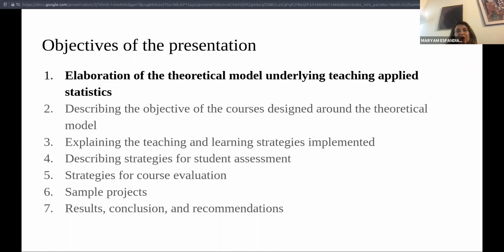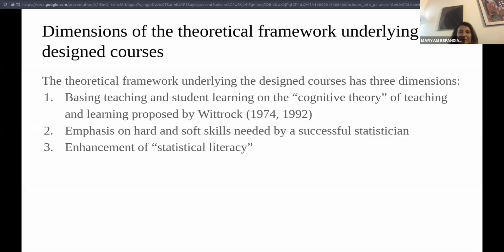First, I'm going to be talking about the theoretical model which underlies the teaching of the courses we are going to describe. Next slide, please. This theoretical framework is based on the work of Merlin Wittrock. He's a very well-known cognitive scientist and was a professor at the School of Education. I did work with him on a couple of projects, and he also came as a guest speaker for Stat Education when we started the 370 seminar. So the learning part is based on his theory. The two other dimensions that I have added are hard and soft skills, and statistical literacy.